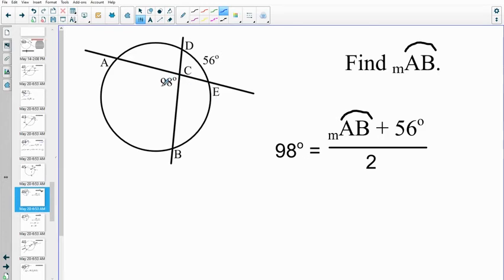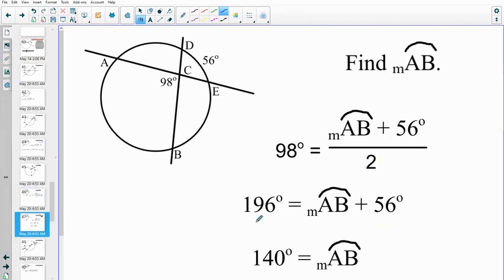So now, instead of just plugging in and getting an answer, I've got a little bit of algebra to do. I'm going to multiply both sides of this equation by 2, because that'll cancel out that 2. 2 times 98 is 196. So 196 is equal to AB plus 56. And then just a little bit of algebra, we'll subtract 56 from both sides of the equation. And 196 minus 56 degrees is 140 degrees. And so that is the measure of that arc, 140 degrees.